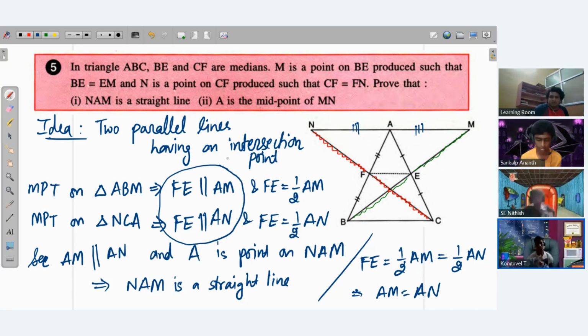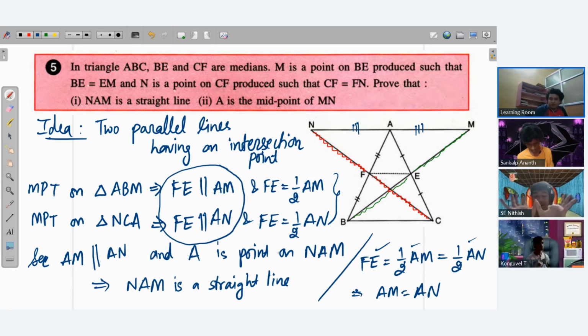FE equals half of AM and half of AN. So basically, first I show that it is a straight line. Then I show that it is the midpoint. Sir, how did you show that? See the right bottom corner. FE is equal to half of AM. It is also equal to half of AN from this. They both are equal, so it should be the midpoint. Cancel 1 by 2. Then AM equal to AN.